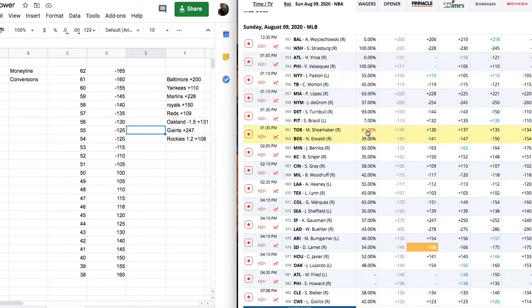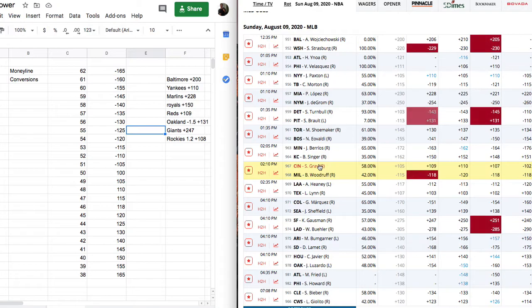of the wagers are on this team, and that's what this means. This has nothing to do with money. These are tickets, which means, like for Cincinnati, 58% of the tickets are on Cincinnati, only 42% of the tickets on Milwaukee. That's not money, okay? And I can show you where we'll talk about it. I did another video where you talk about reverse line movement.